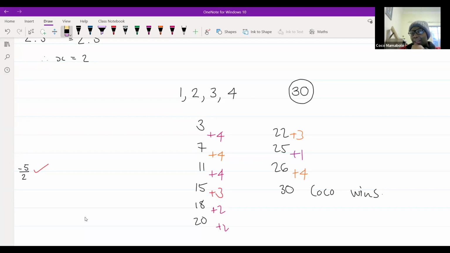Amanda, tell me, have you figured out the trick? Not at all. Ma'am, I think I did. The moment you guys hit 20, I don't know who added 2, then it became 22. From there, you can see which number you can add to see who wins.